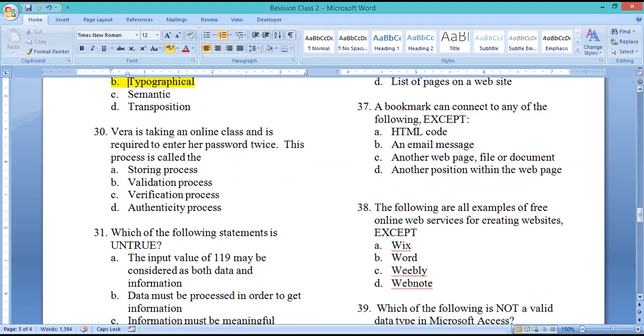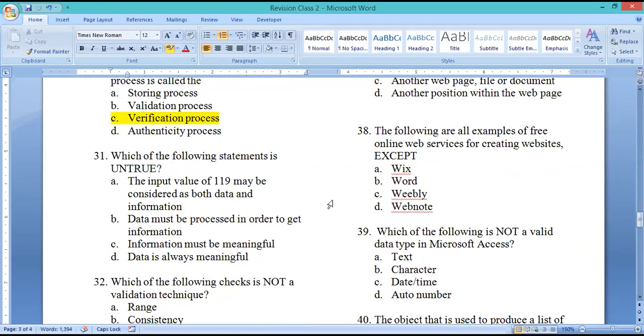Vera is taking an online class and is required to enter her password twice. This process is called, I told you this yesterday, verification, miss? Verification, correct. Which of the following statements is untrue? Not true, no, we know. Untrue.